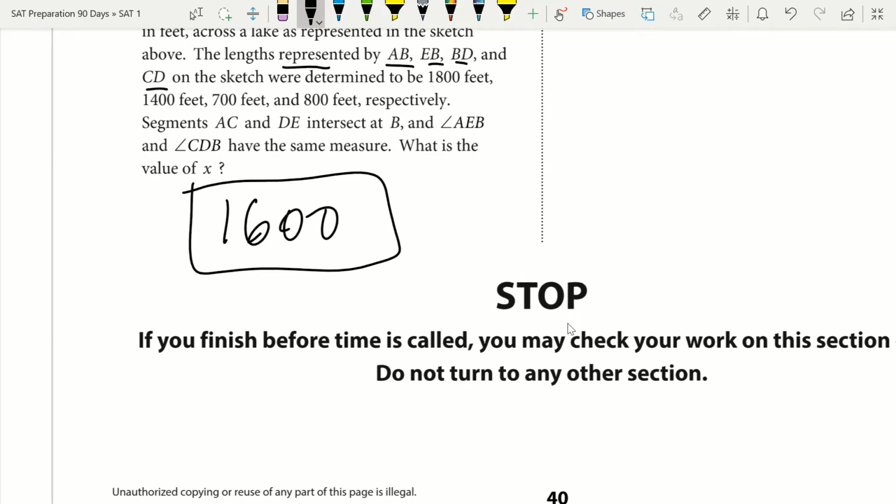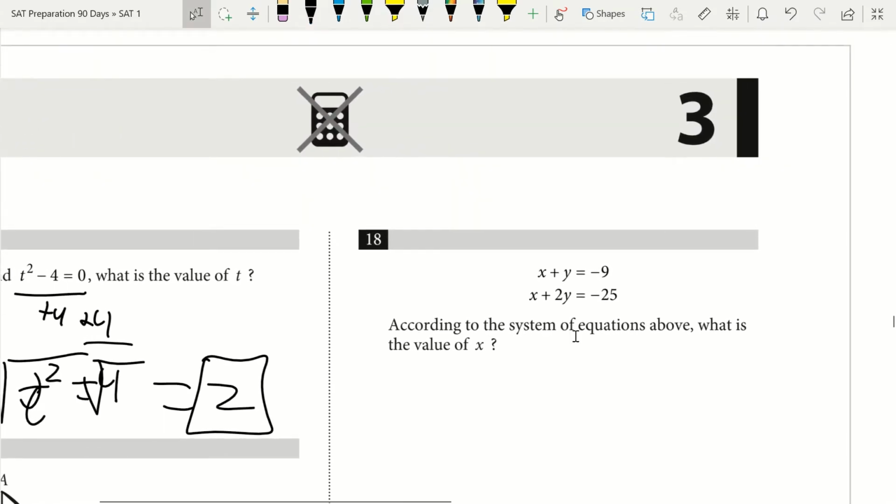Okay, now we've got question 18. According to the system of equations above, what's the value of x?